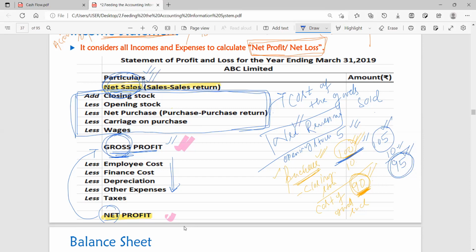So this is the adjustment we have made in the format of the statement of profit and loss, or income statement. The cost of the goods sold we generally calculate as opening stock plus purchase minus closing stock. This is what gives us the cost of the goods sold.